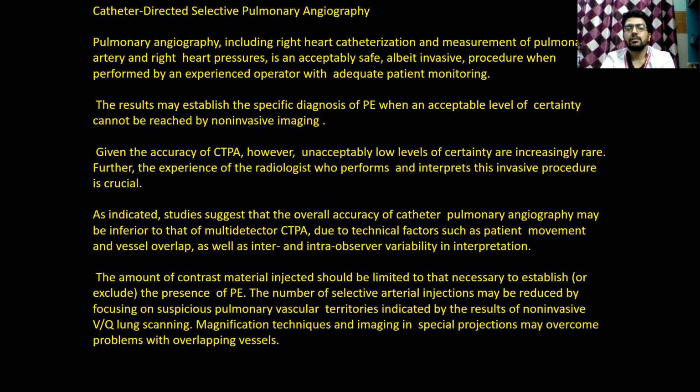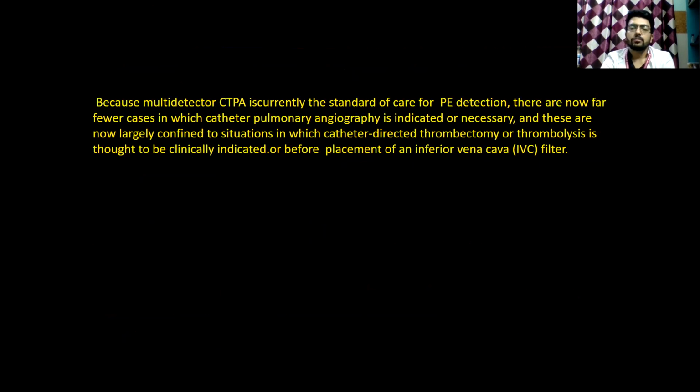As indicated, studies suggest that the overall accuracy of catheter pulmonary angiography may be inferior to that of multi-detector CTPA due to technical factors such as patient movement and vessel overlap, as well as inter-observer variability in interpretation. Because multi-detector CTPA is currently the standard of care for PE detection, there are now far fewer cases in which catheter pulmonary angiography is indicated or necessary. These are now largely confined to situations in which catheter-directed thrombectomy or thrombolysis is thought to be clinically indicated or before placement of an inferior vena cava filter.